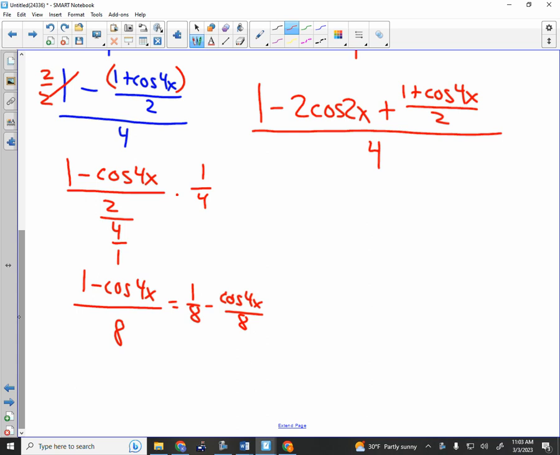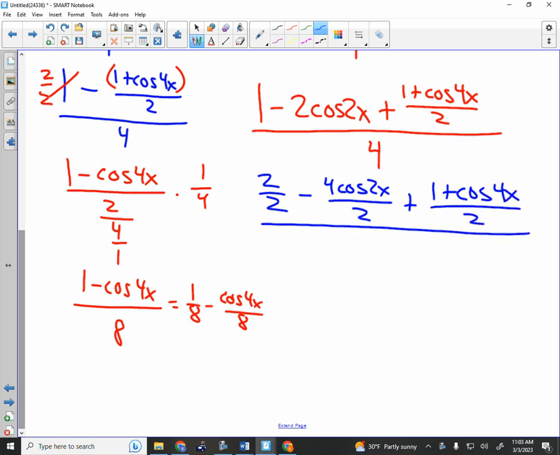Right, now we're sitting at the complex fraction point. So I'm going to actually take time to write this out. 2 over 2 minus 4 cosine of 2x over 2 plus 1 plus cosine of 4x over 2, all over 4. There we go.